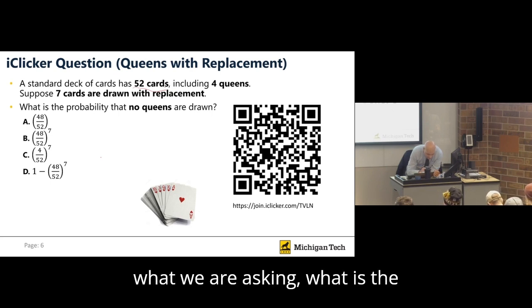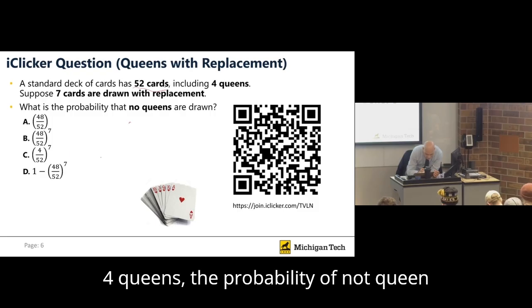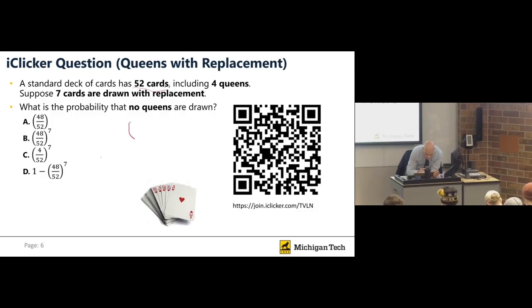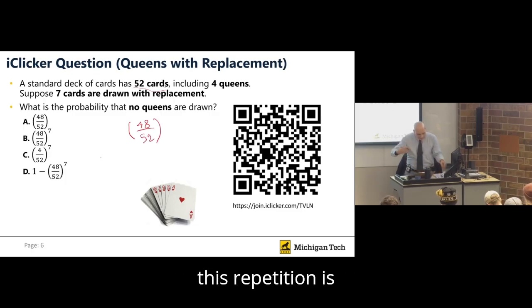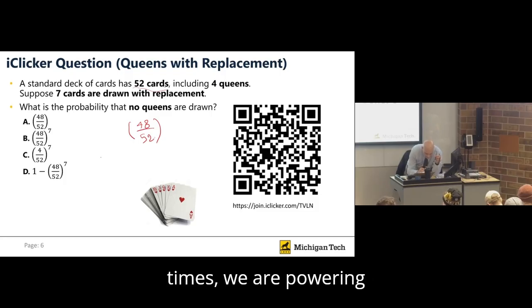But what we are asking is, what is the probability that no queen is drawn? Because we have 4 queens, the probability of not drawing a queen is 48 over 52. And because this repetition is independent, we are doing it 7 times, so we raise this to the power of 7. So B is the correct answer.